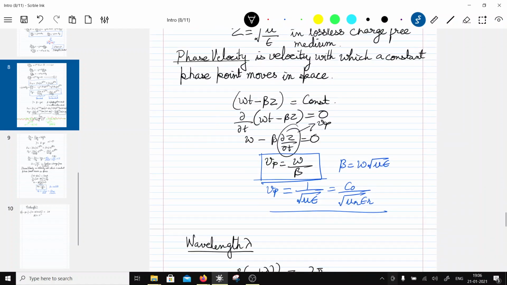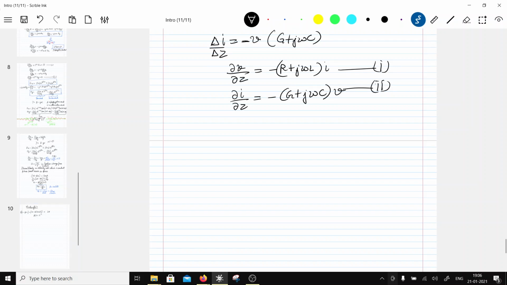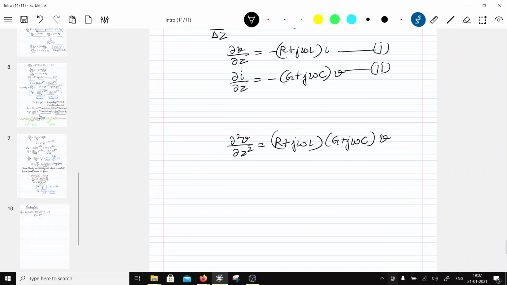Okay, so now what I can do is I can write the equation dou 2V by dou Z square is going to be equal to R plus j omega L into G plus j omega C times V. So I just did that, and I can write the same for the other one, but I don't need to derive it. I know how to do that with a shortcut. So this is of this form, minus this is square.